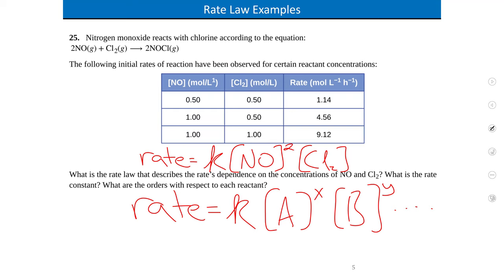And I'll show you the way to mathematically solve this too. For me, the way I learned it first was just treat it like it's one of three options. Your exponent's 0, 1, or 2. How do we get an exponent of 0?